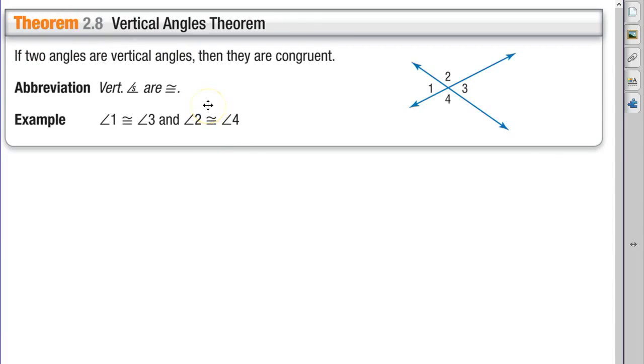Vertical angles theorem, we've already talked about this, vertical angles being congruent. I'm telling you right now, we're going to come back to this and prove this in class tomorrow, because this is one of those things that if you have taken geometry, you should see the proof for this. You should be able to verify it because we use vertical angles in this section.